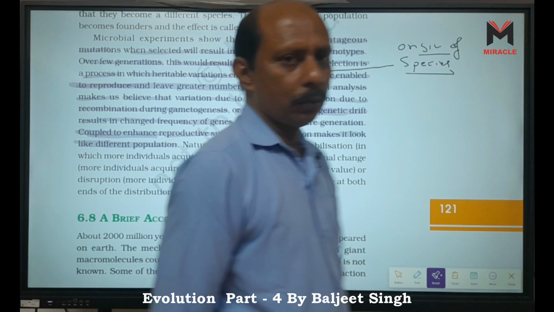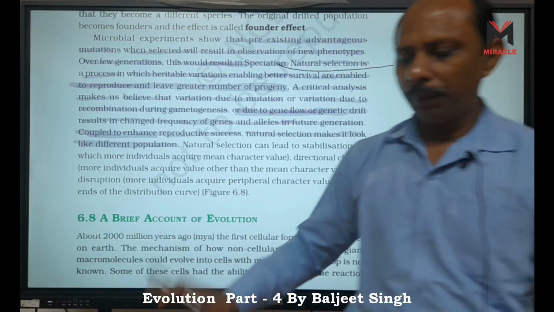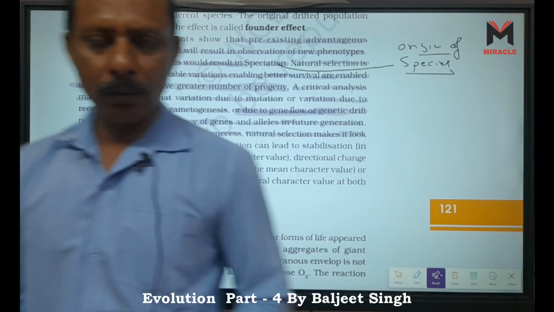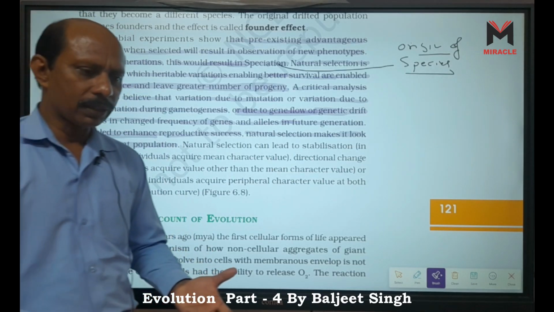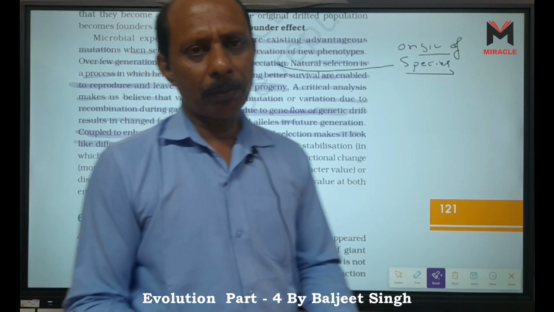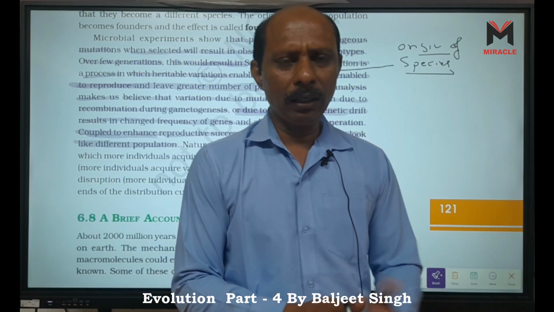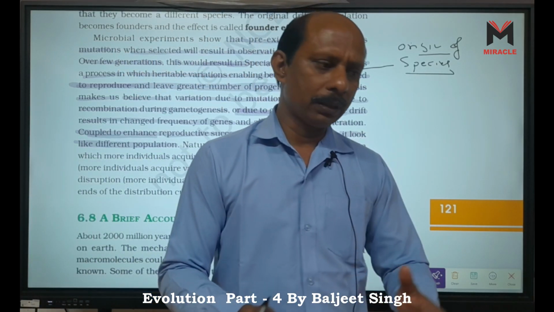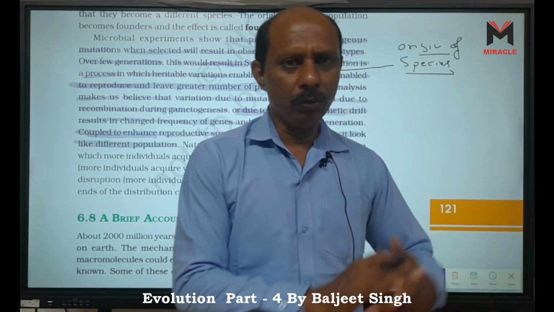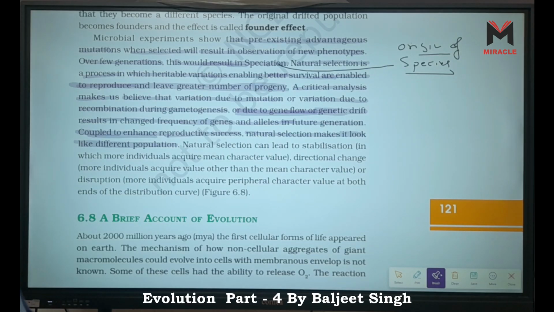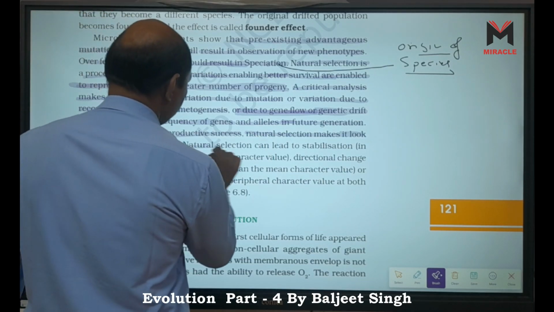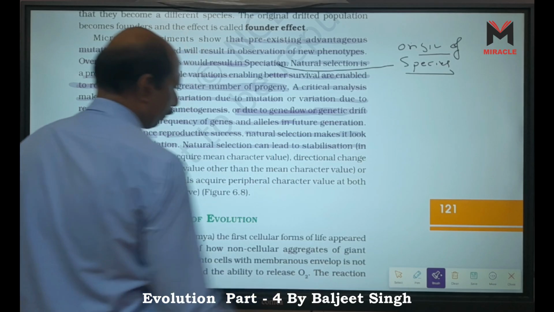Coupled to enhance reproductive success, natural selection makes it look like a different population. Through recombination, what happens? Simply, Darwin said, or the Hardy-Weinberg rule said, it is mutation. New variation comes into the new offspring, and after some time they become so different that we can consider them a new species, or we can say it is the origin of new species, right? They look different.